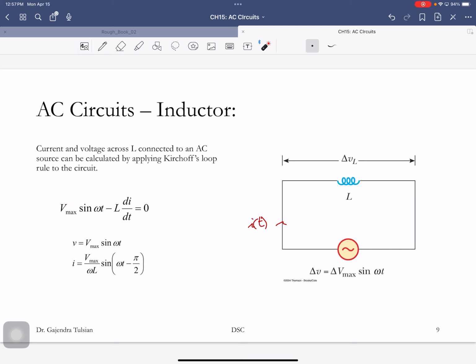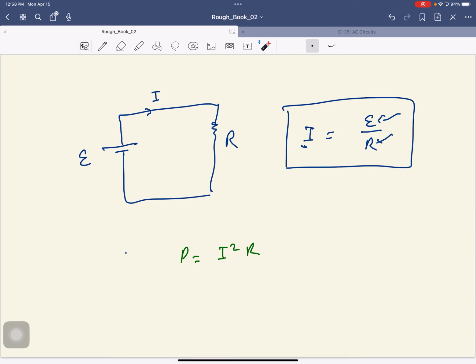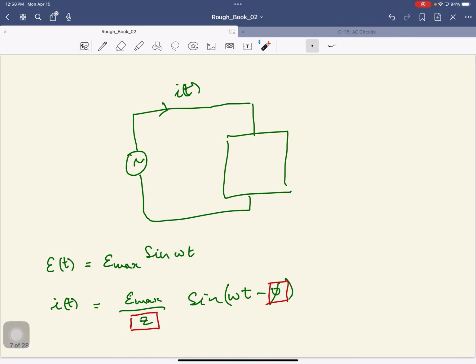Now this guy is easy. So here is the voltage, V max, and here's the current. Going back to this, here's the voltage, and here's the current. What is it that we are interested in? We are interested in Z and phi.